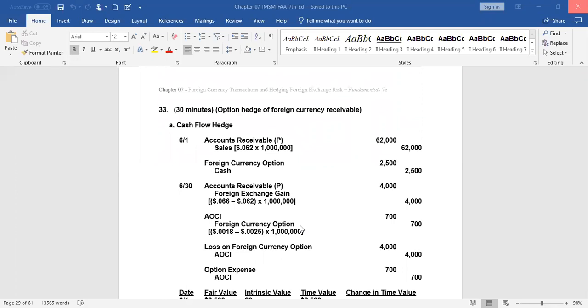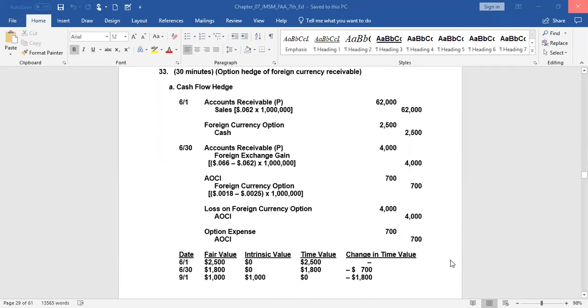Also, they want us to eliminate any gain or loss from foreign exchange under the cash flow hedge. How do we do that? Well, we look and we say, how much was our foreign exchange gain? How much did accounts receivable basically increase here? We're going to record the same amount as a loss on foreign currency option. So you take the same amount and you record it as a loss, but we call it loss on foreign currency option. And you credit the accumulated other comprehensive income account.